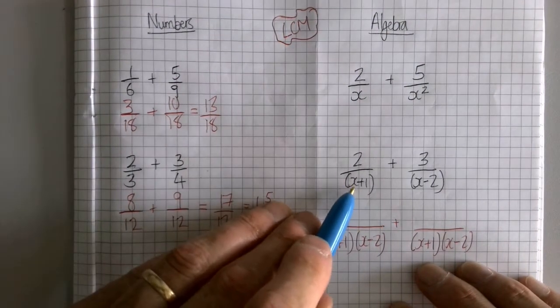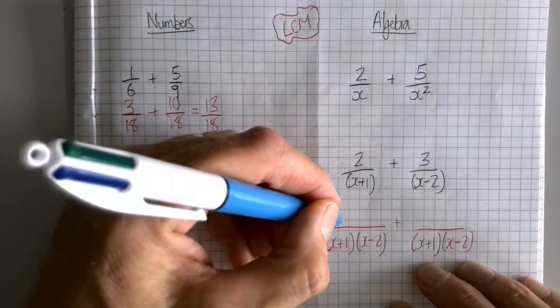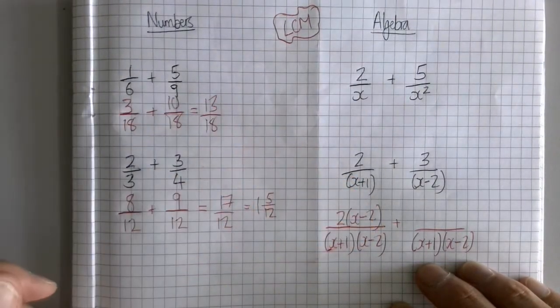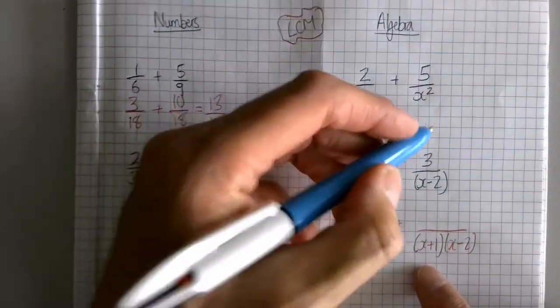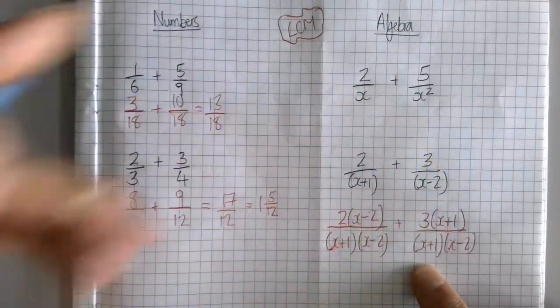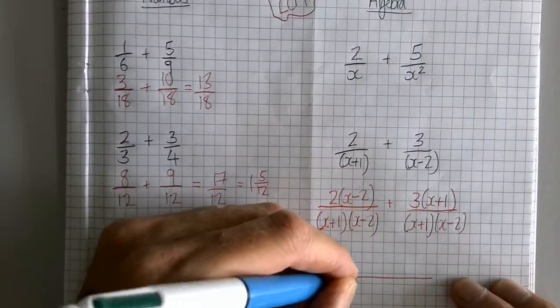To turn this into this, I have to multiply by x minus 2. So I'm going to multiply the top by x minus 2. And to turn this into this, I multiply by x plus 1, so I'm going to multiply the top by x plus 1 as well. So that's going to give me a single fraction.